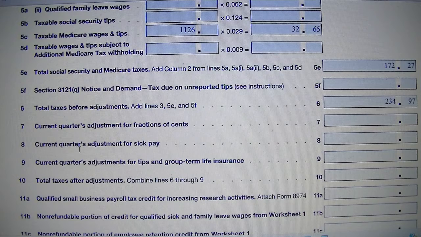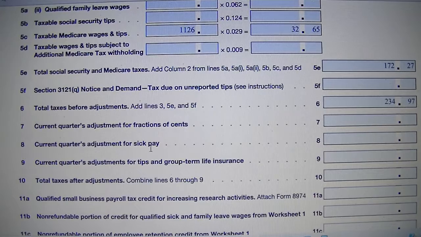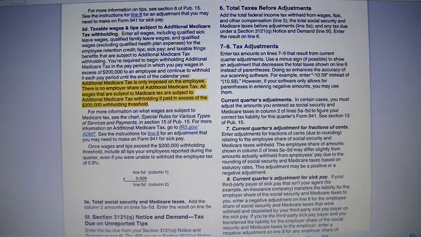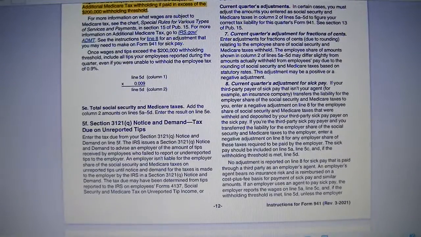Line 5A, current quarter's adjustment of sick pay. So you might want to read more instructions on that in case there is a third party that pays sick pay and the third party is not your agent. There are those exceptions that you have to look at to see which one applies. So if you have sick pay or family leave pay, you might want to read the instructions to see if there is some adjustment you need to make, and you'll find that information starting on page 12 of the instructions for Form 941.